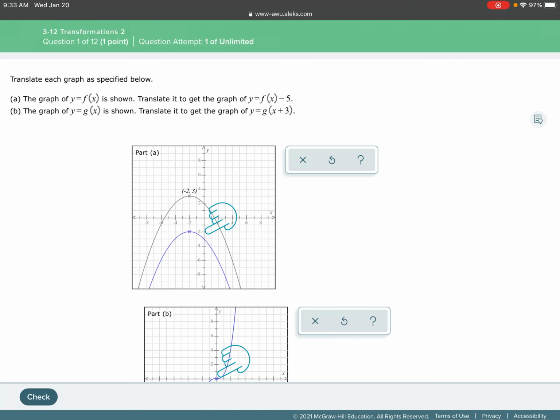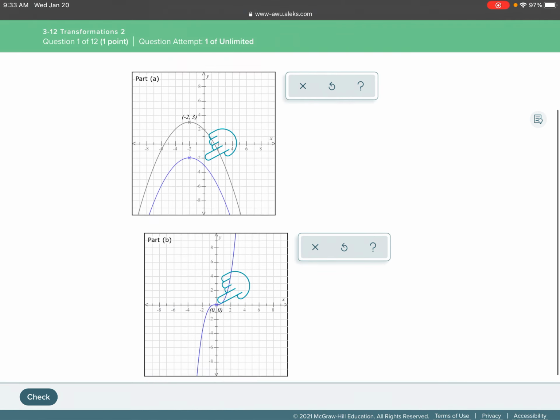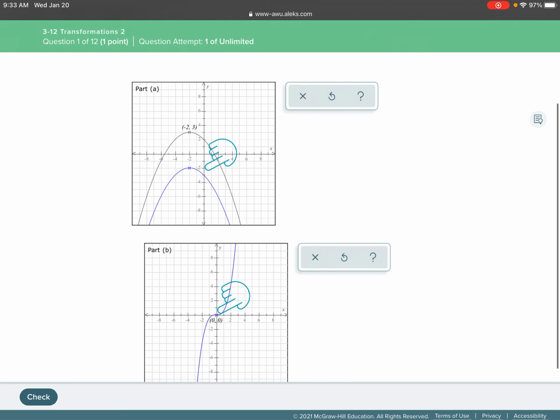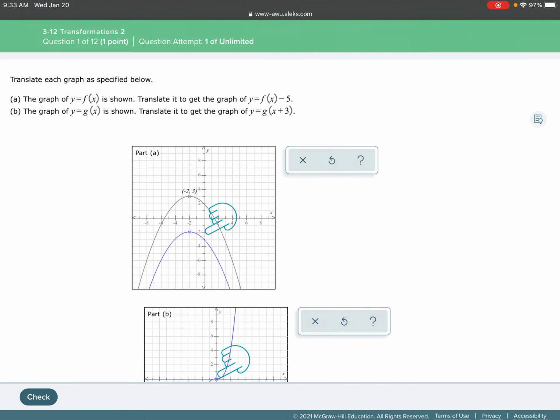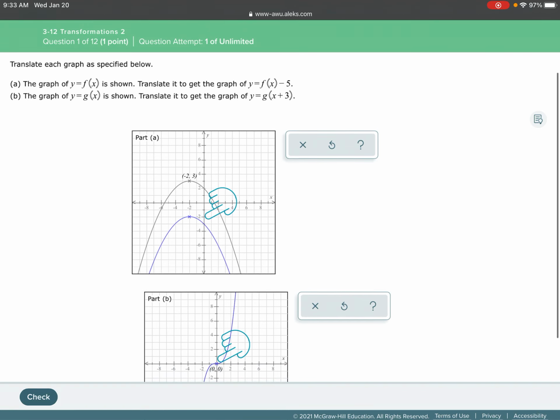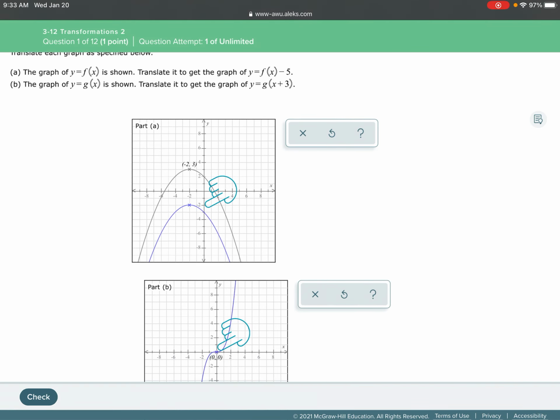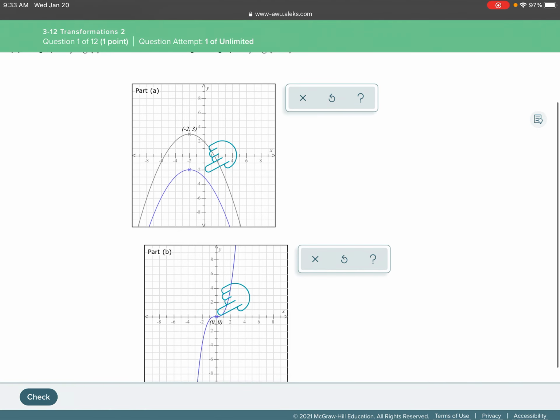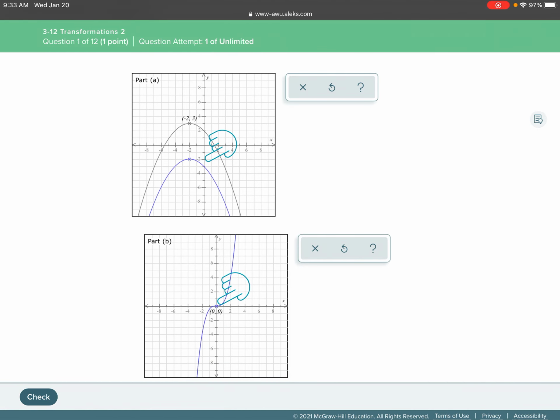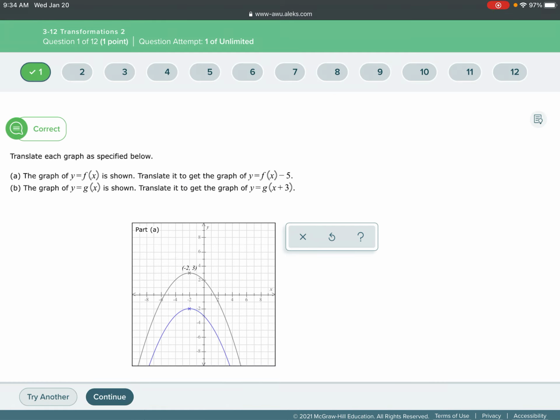And then for part b, this is the graph of g of x, and it wants us to translate it to get the graph of g of x plus 3. Now remember, this is the inside part of the function because it's in the parentheses. So the plus 3, again, inside of our parentheses, plus actually goes to the left and minus goes to the right. So we're going to shift this right 3 units. And then let's go ahead and check. And we got it correct.